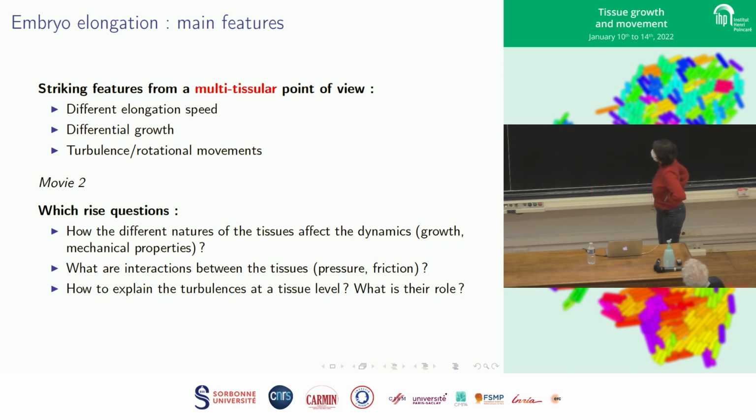These tissues might also interact. For example, the neural tube is really in the middle, surrounded by the PSM, so we might imagine that some pressure happens. And there might be friction or not. Maybe one tissue is more active and is pulling the other one, this kind of question. And the other question is how to explain the turbulences at a tissue level, and whether these turbulences have a role in the elongation.